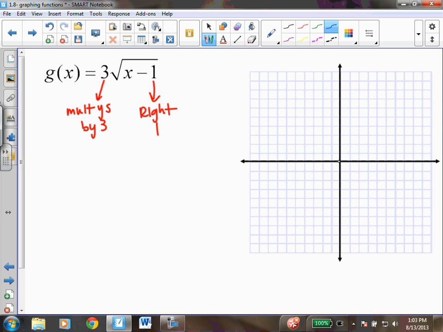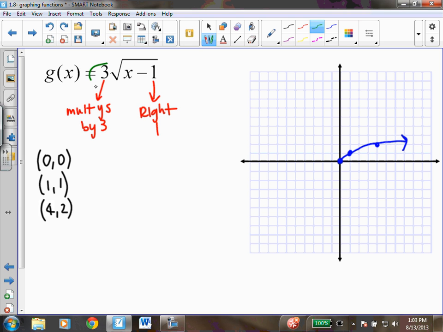So let's look at my parent function. 0, 0, 1, 1, and 4, 2. Those are my 3 important points. Again, I always like to write down my important points whenever I'm dealing with stretching, because it helps me to figure out the appropriate stretch.